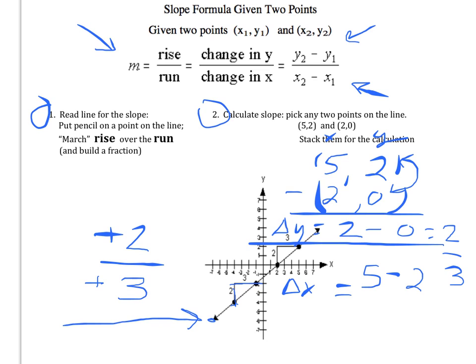By stacking the ordered pairs, it just helps you keep the y values in line and the x values in line so you don't mix up your subtraction. Also notice your slope is positive, you have a rising line, everything matches up like it should.